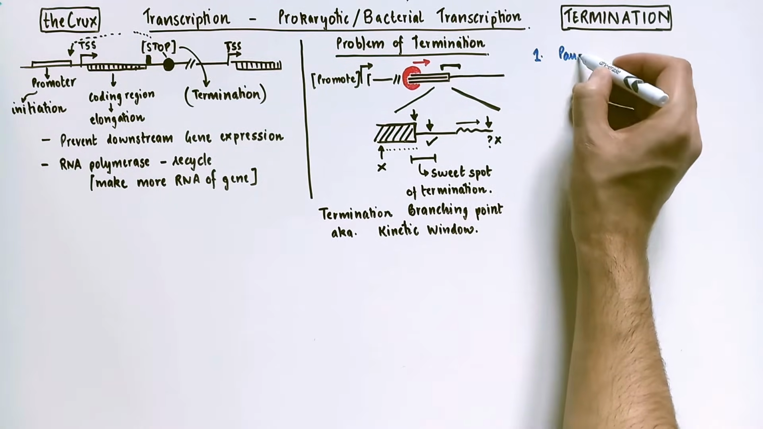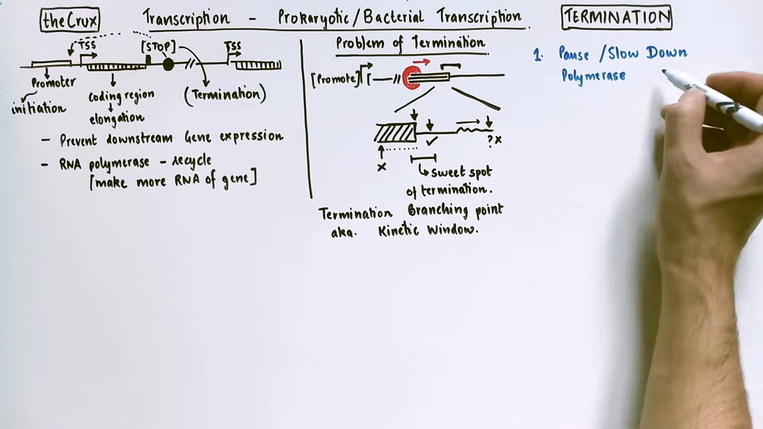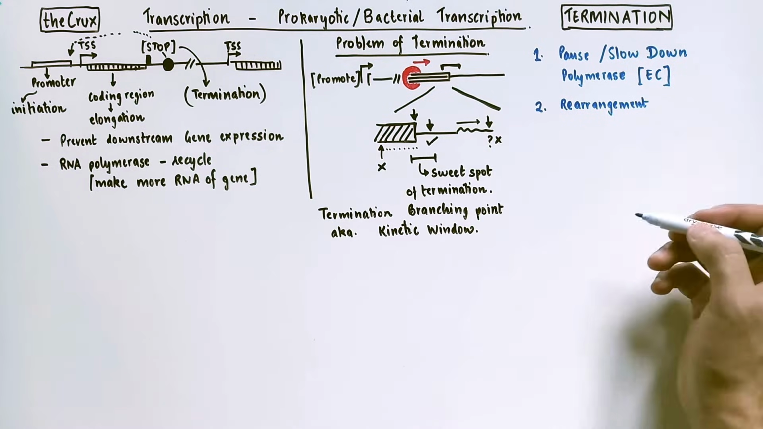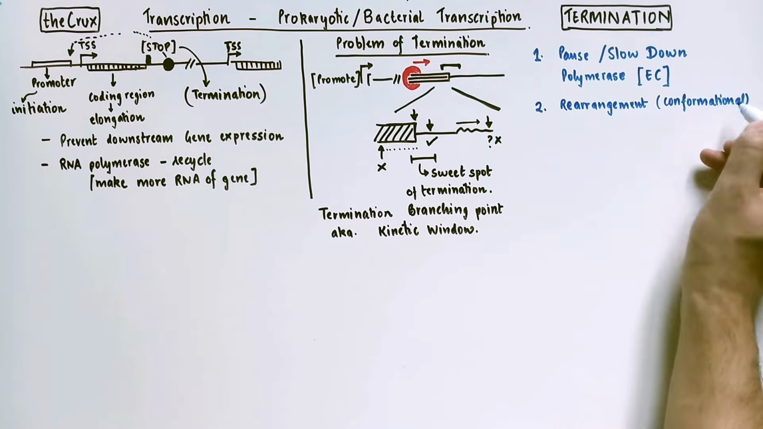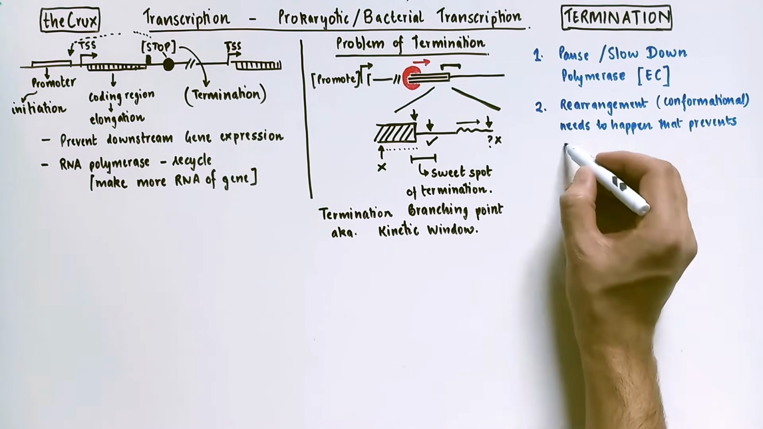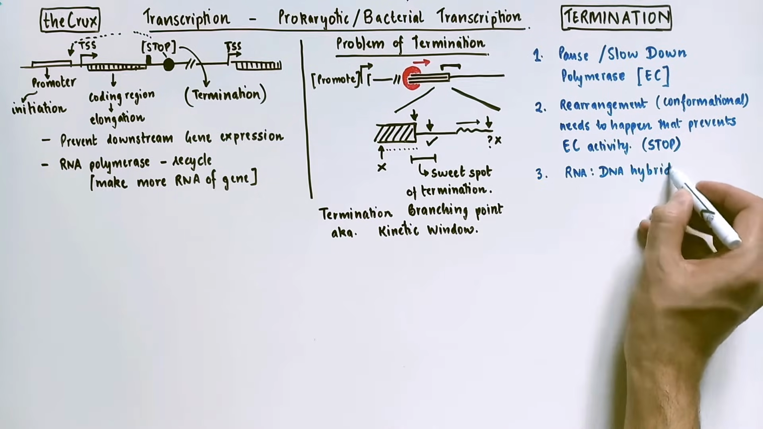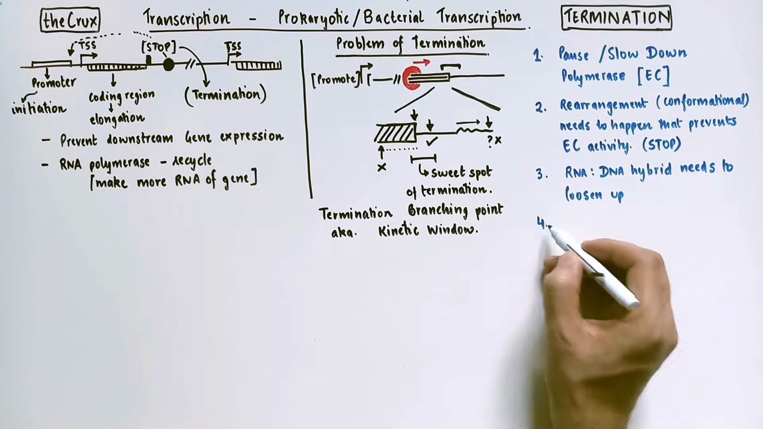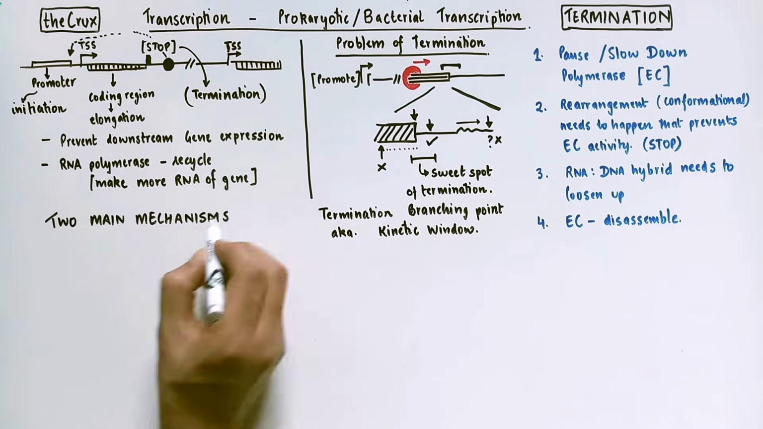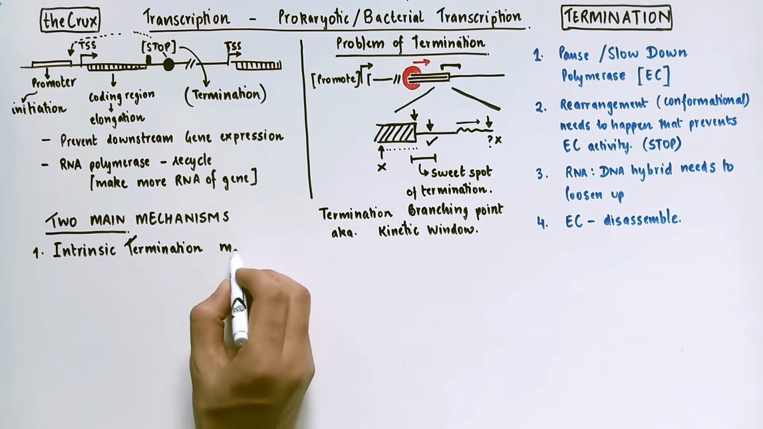Now, if we think about the steps that need to happen, we can imagine that the polymerase, which is in an elongation complex, needs to slow down and pause. After this, a conformational change must happen that prevents elongation complex activity, meaning that a paused elongation complex must not resume elongation. And then the RNA-DNA hybrid needs to dissociate so that the elongation complex can disassemble. So there are two main mechanisms involved in the termination process. The first one is called the intrinsic termination mechanism.